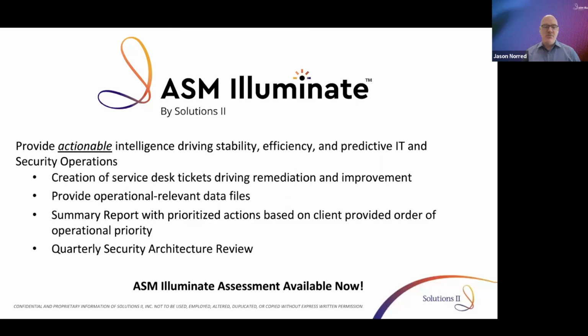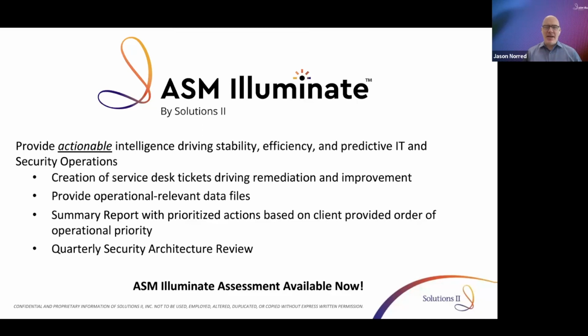And then, as I've mentioned many times, we deliver a summary report with prioritized actions based on client-provided order of operational priority, which gets assessed during the onboarding of the client. And then again, we'll do a quarterly security architecture review with you. And if this is interesting, let us know. We're happy to come in and provide an assessment of your environment.